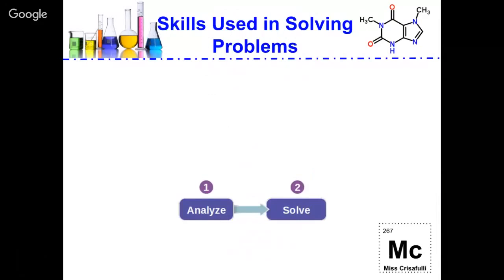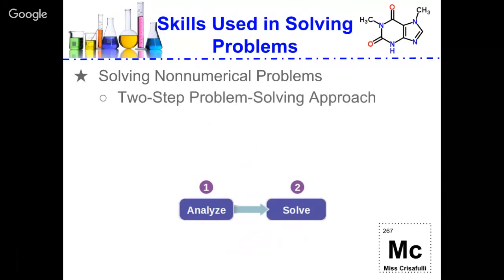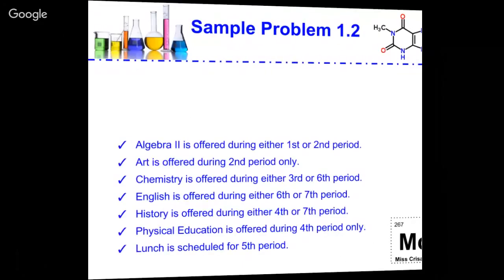Now, the second type of problem that you can have in chemistry is a non-numerical problem. So this is going to be a two-step problem-solving approach. The first step is going to be analyze, and the second part is going to be solve. So let's look at an example.